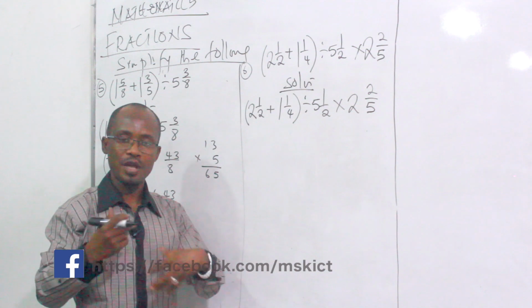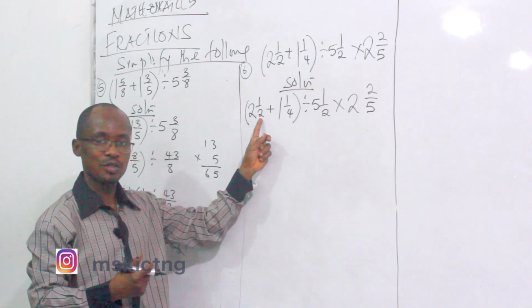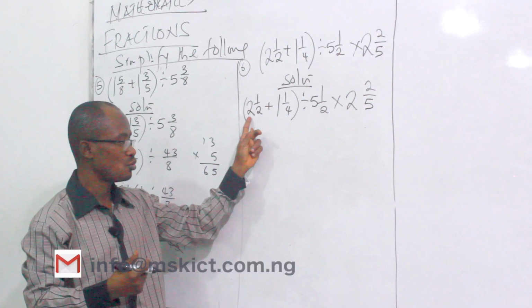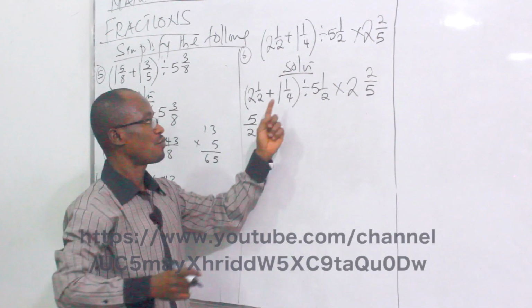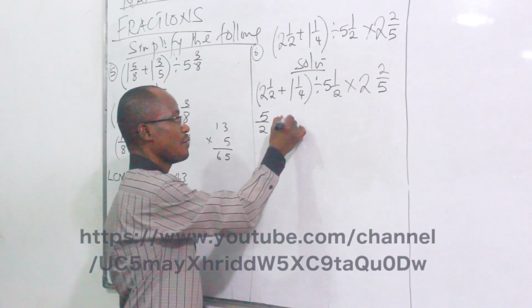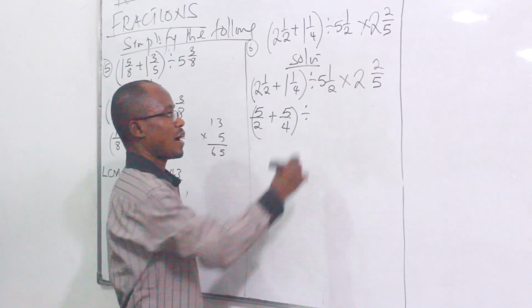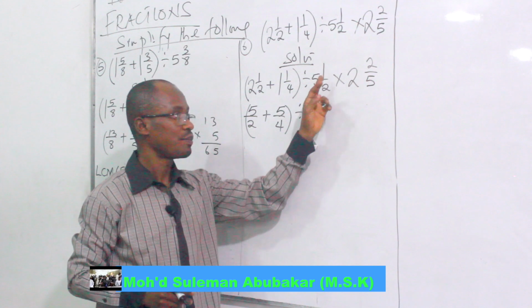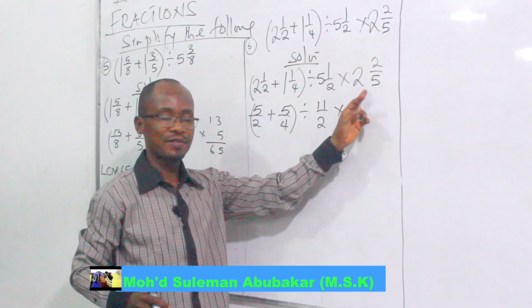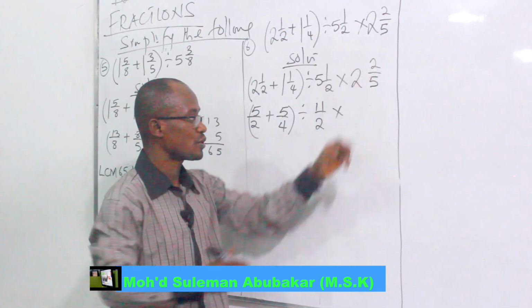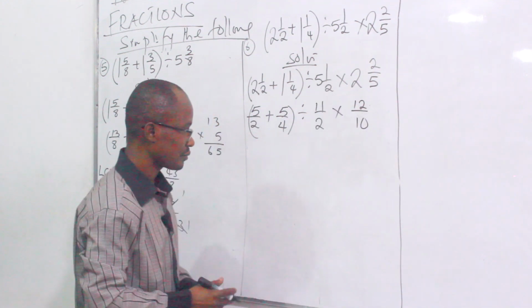So how can we convert all the mixed fractions to improper? By taking the denominator, multiplying by the whole number: 2 times 2, 4, plus 1. Here we have 5 over 2, plus 4 times 1, 4, plus 1, 5 over 4. Then divided by 5 times 2, 10 plus 1, we have 11 over 2. Then times the same, 5 times 2, 10 plus 2. Here we have 12 over 10.